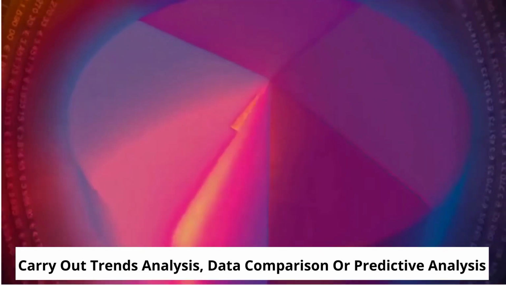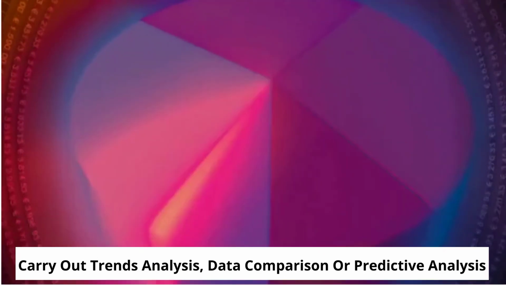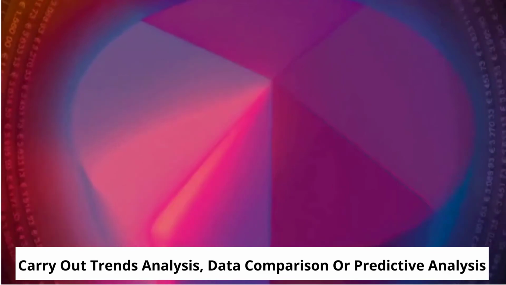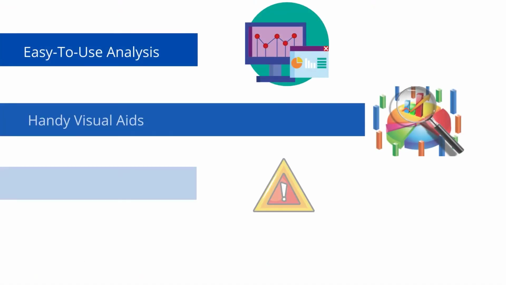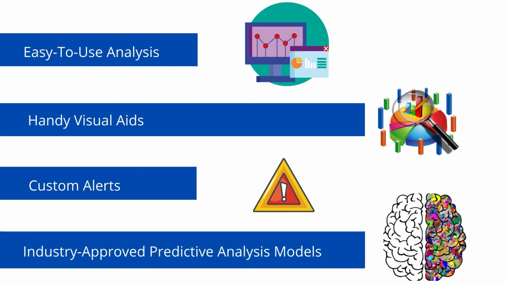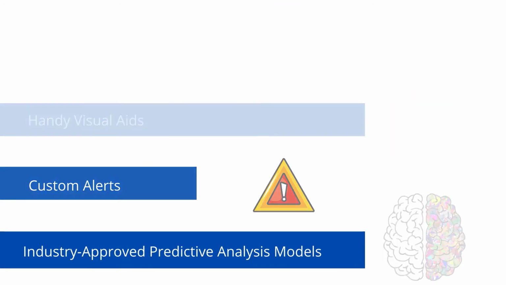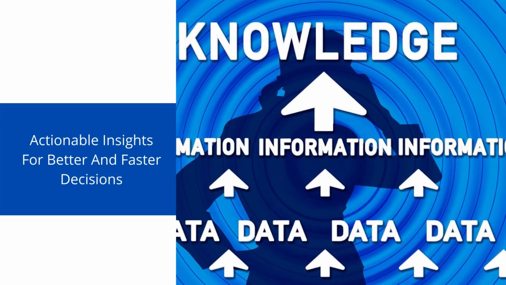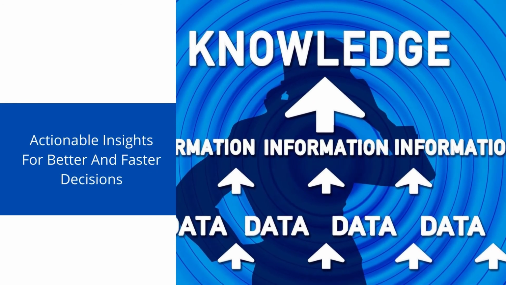SquareML lets you maximize the use of your data and get factual insights to make smart decisions. With easy-to-use analysis supported by handy visual aids, industry-approved predictive analysis models, customized alerts, and loads of actionable insights at your fingertips, you and your team are sure to make better and faster decisions to achieve operational excellence.